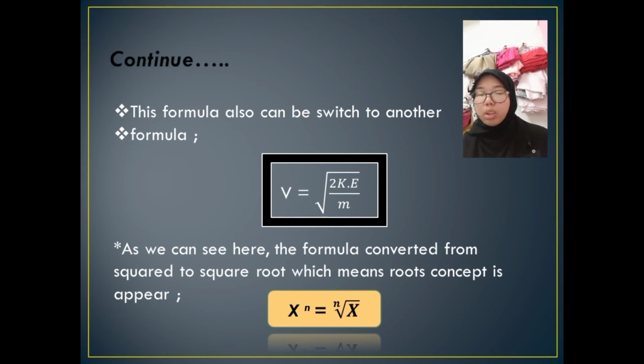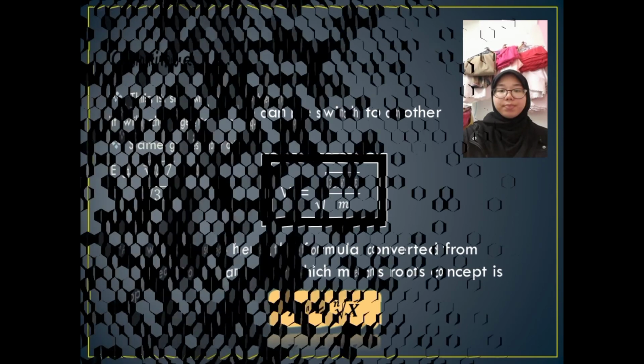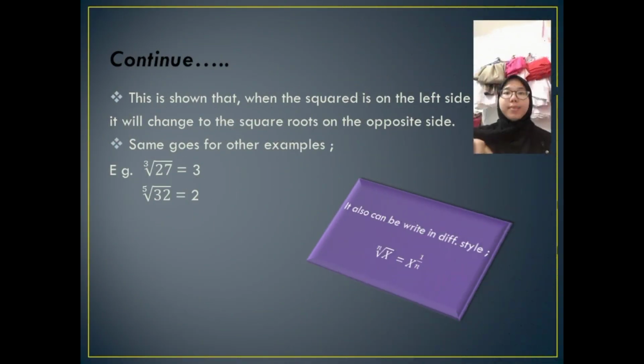the square root of x. This shows that when the square is on the left side, it will change to the square root on the opposite side. The same goes for other examples.